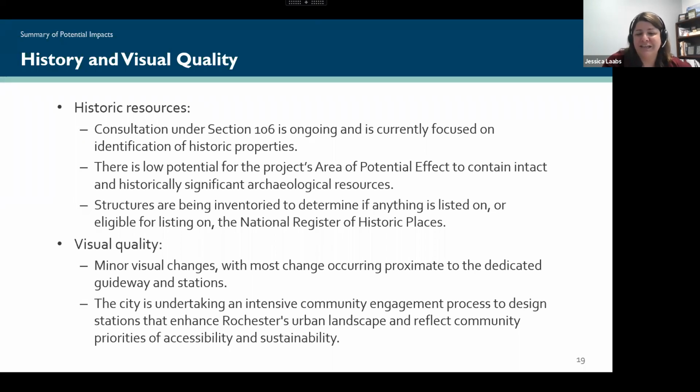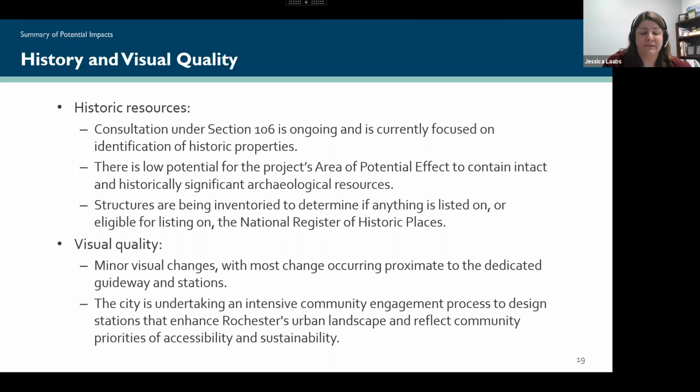Just a note too, because I understand there hasn't been a webinar on this Section 106 topic specifically, there are a number of other parties that are involved in this consultation. They're called consulting parties. And those include, in addition to the State Historic Preservation Office, the Olmsted County Historical Society, the Rochester Historical Organization, and also the Mayo Clinic. So there are parties involved in that process.